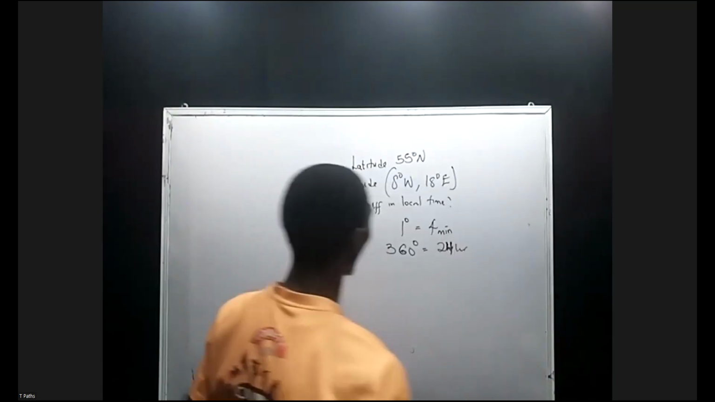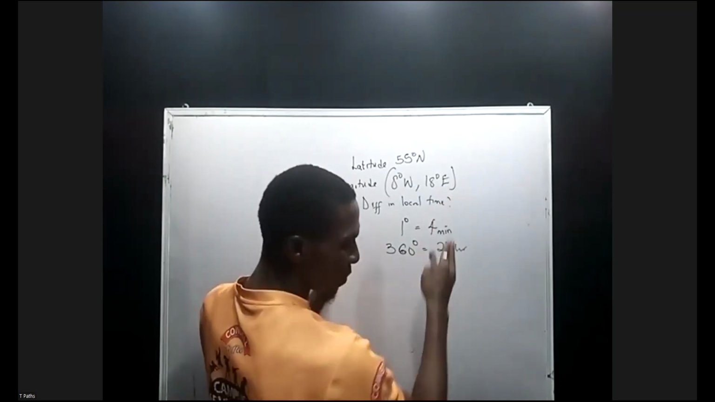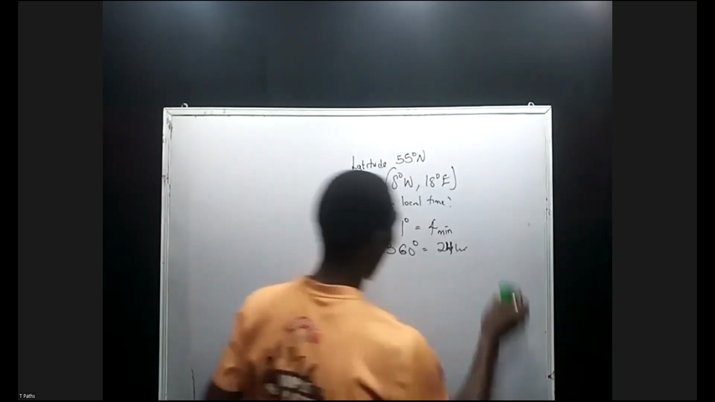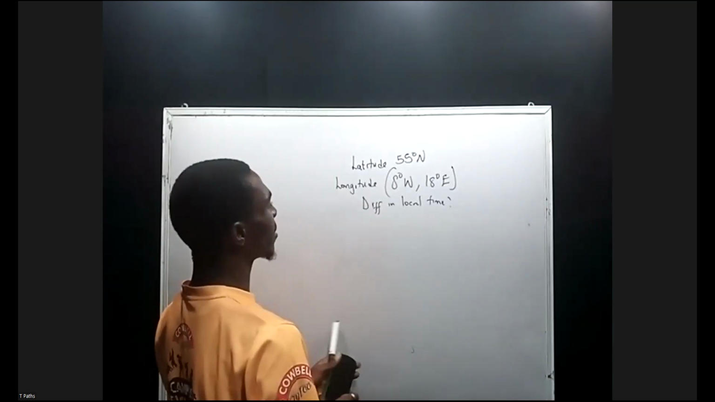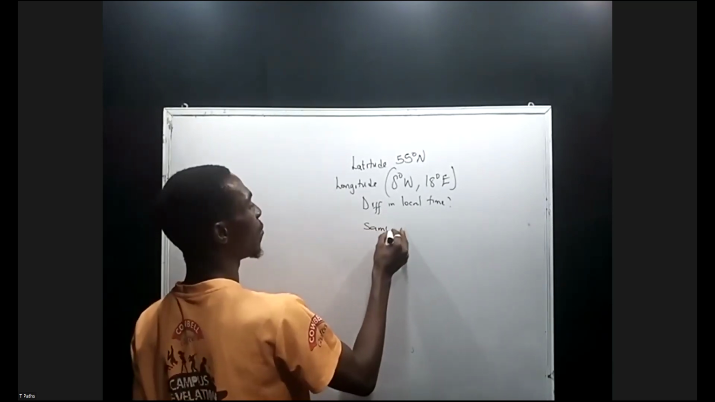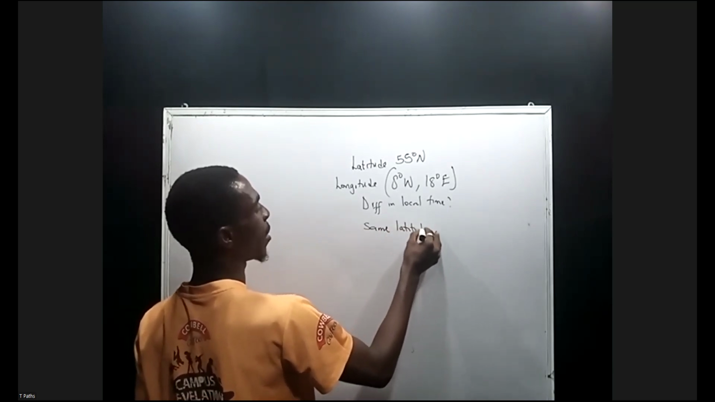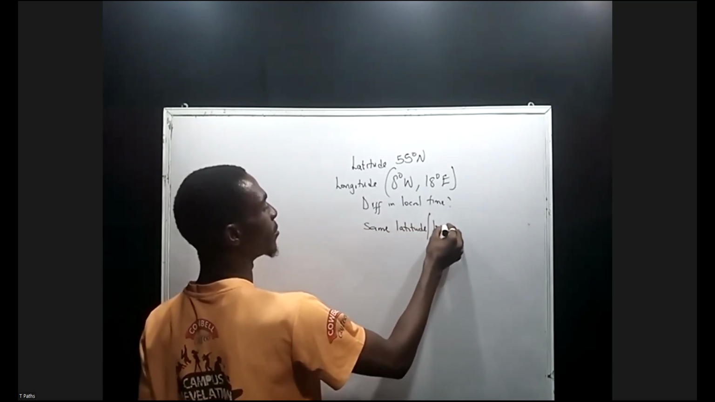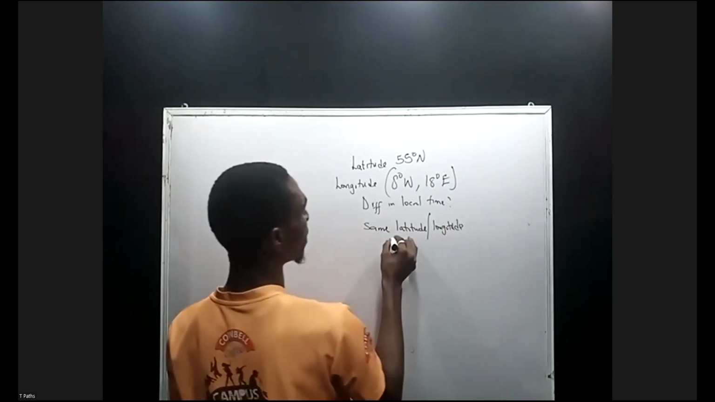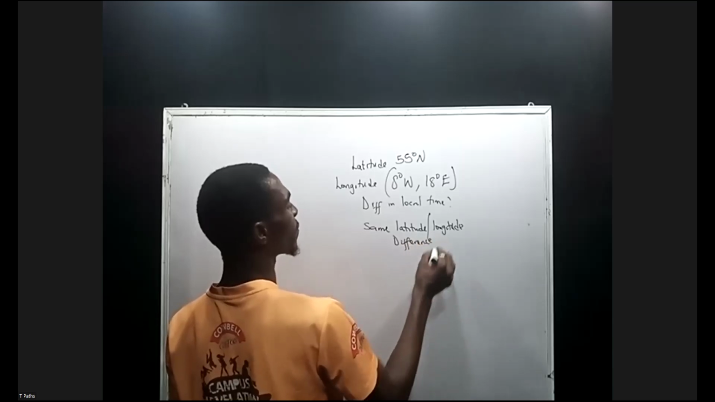For this question, we need to know the difference in longitude and the difference in latitude. So let's come to that first. Now, for places located on the same latitude or longitude, it means you differentiate. You find the difference of the two places.